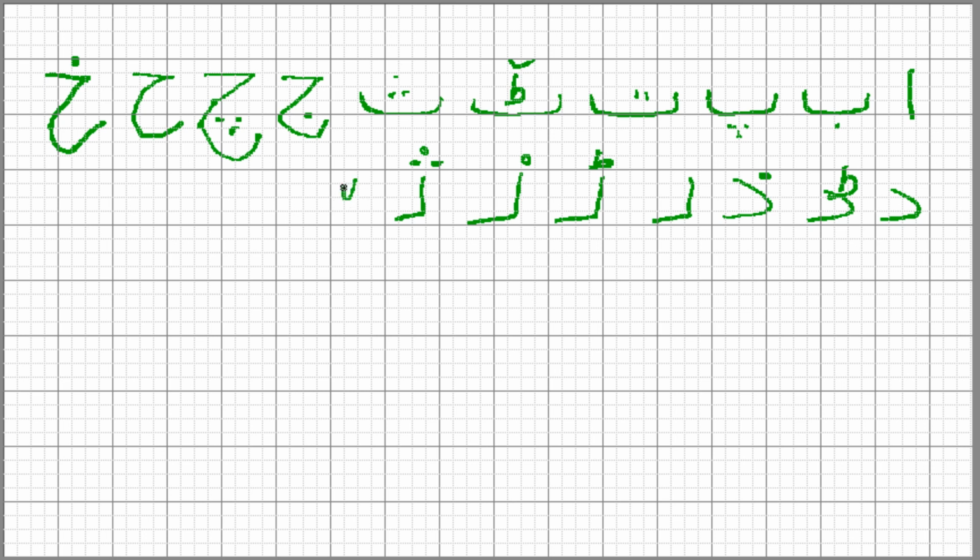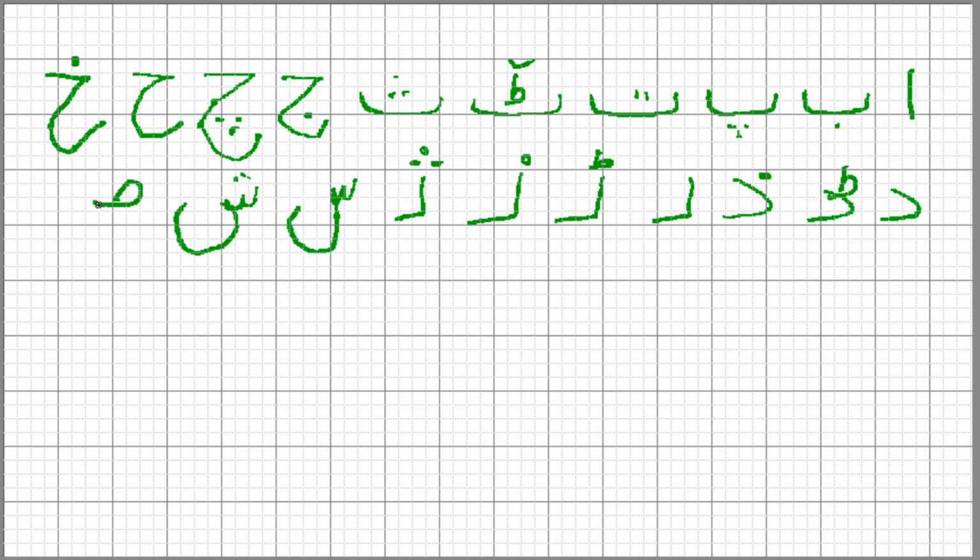And then we have Seen: two small half circles and then a big half circle. And if we put three dots on top of it, then it becomes Sheen.